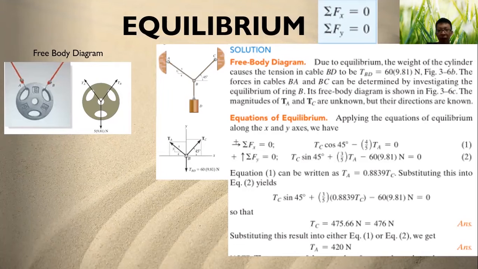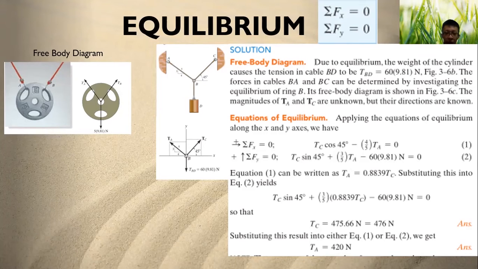object D hanging by 2 lines, line AB and line BC, and line BC has an angle of 45 degrees, and line AB has a triangle stating the lengths 3, 4, 5. So the 3, 4, 5 can be used to identify the angle of line AB. So for Fx, we use TC cos 45, where TC is the tension in line C, minus 4 over 5 TA equals 0.